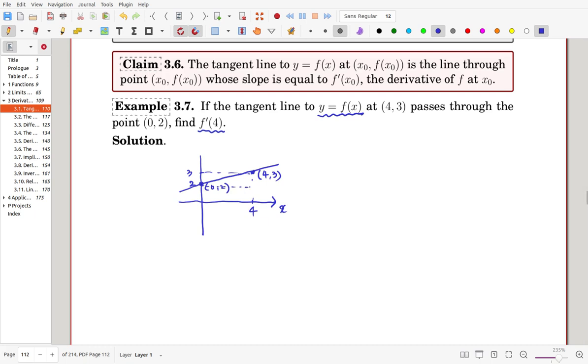This can be easily found here. If this is delta x and delta y, then the slope is the change in y divided by the change in x. Okay, what is the change in y? It is 1, and the change in x is 4. So the slope is 1/4, and that is the final answer. Okay?